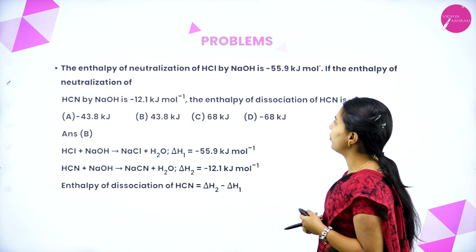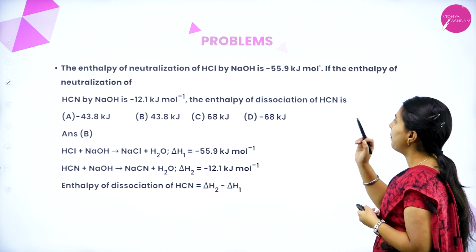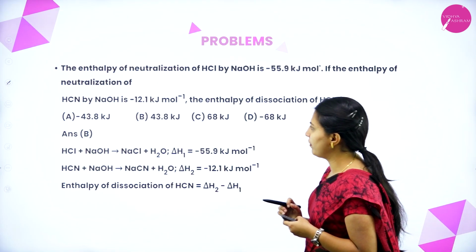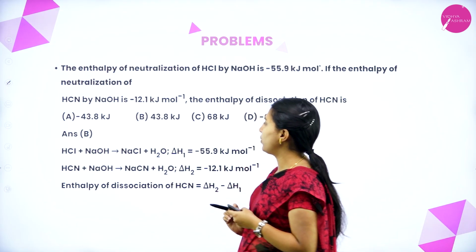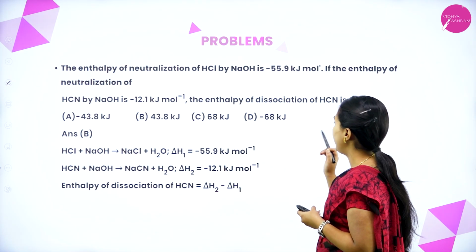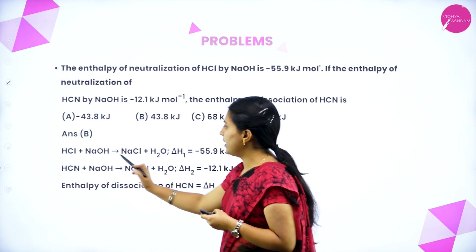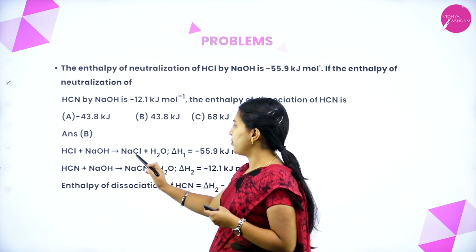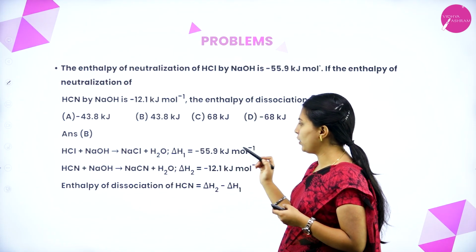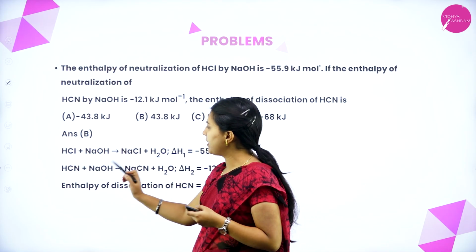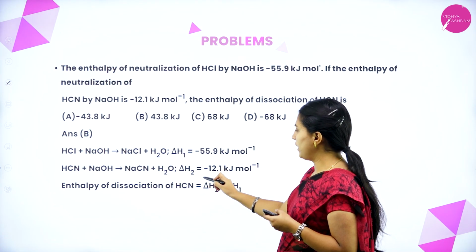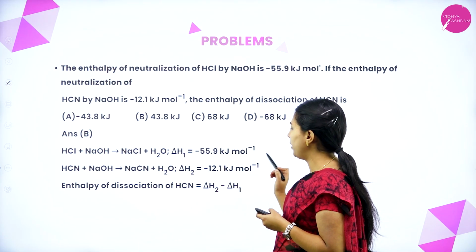Next one, the enthalpy of neutralization of HCl by NaOH is minus 55.9 kilojoule per mole. If the enthalpy of neutralization of HCN by NaOH is minus 12.1 kilojoule per mole, the enthalpy of dissociation of HCN is... This is HCl plus NaOH gives rise to NaCl plus H2O, having minus 55.9 kilojoule per mole. HCN plus NaOH gives rise to NaCN plus H2O, that is another enthalpy, minus 12.1 kilojoule per mole.